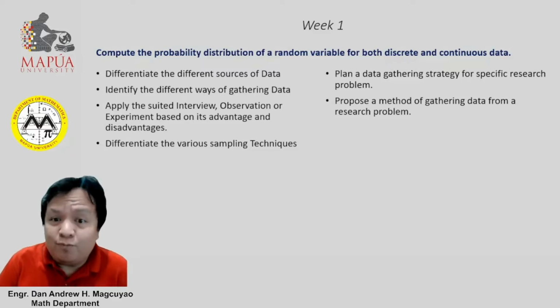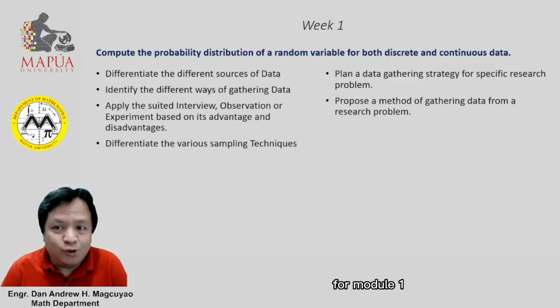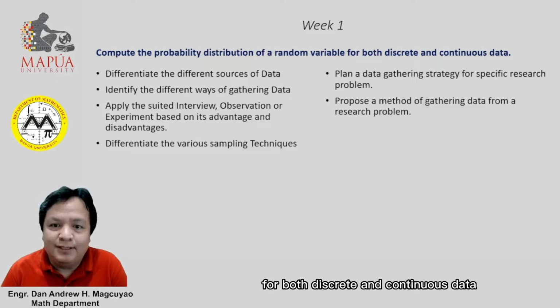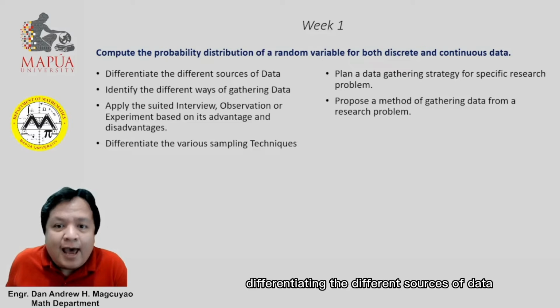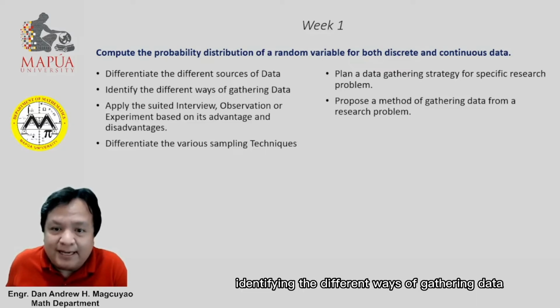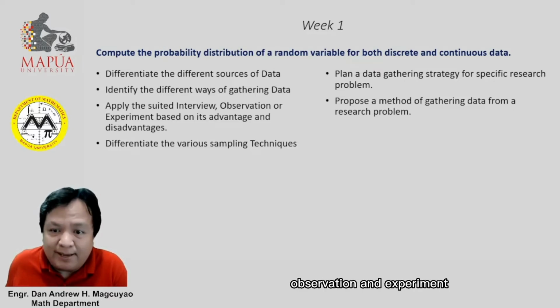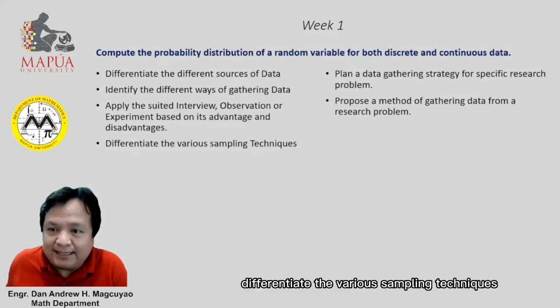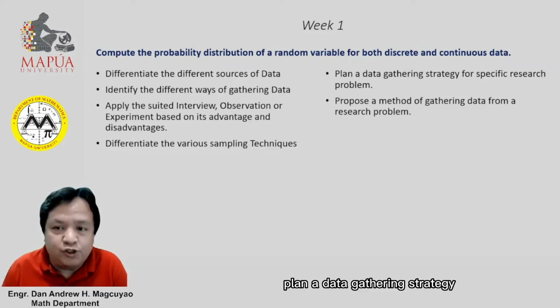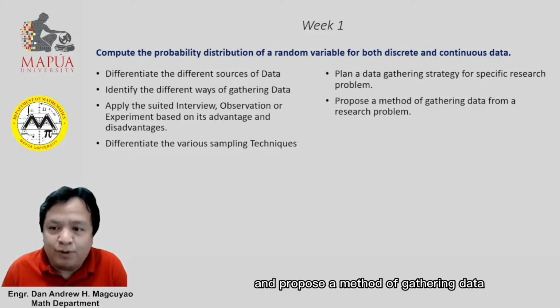The course outcome for Module 1: compute the probability distribution of a random variable for both discrete and continuous data. Specifically, we will be differentiating the different sources of data, identifying the different ways of gathering data, applying the suited interview, observation, and experiment based on its advantages and disadvantages, differentiating the various sampling techniques, planning a data gathering strategy for a specific research problem, and proposing a method of gathering data from a research problem.